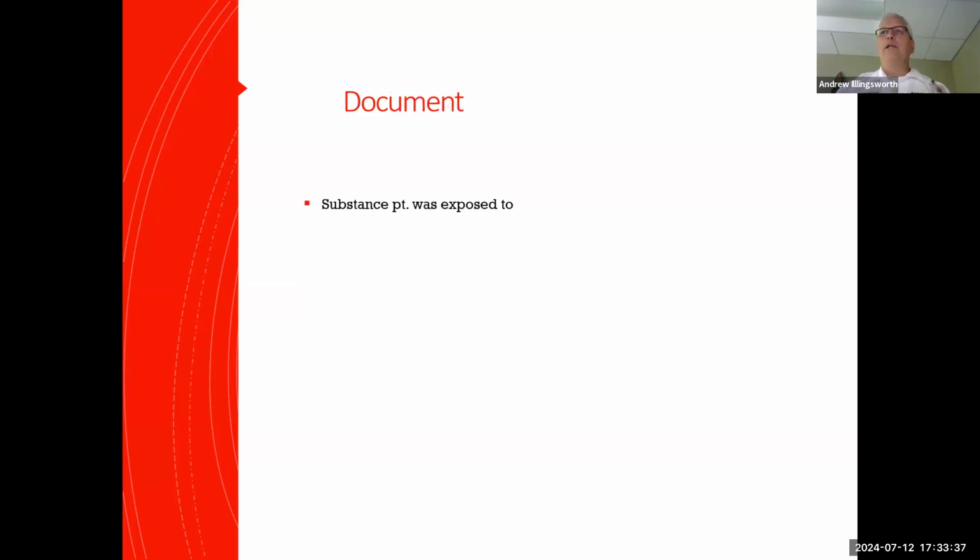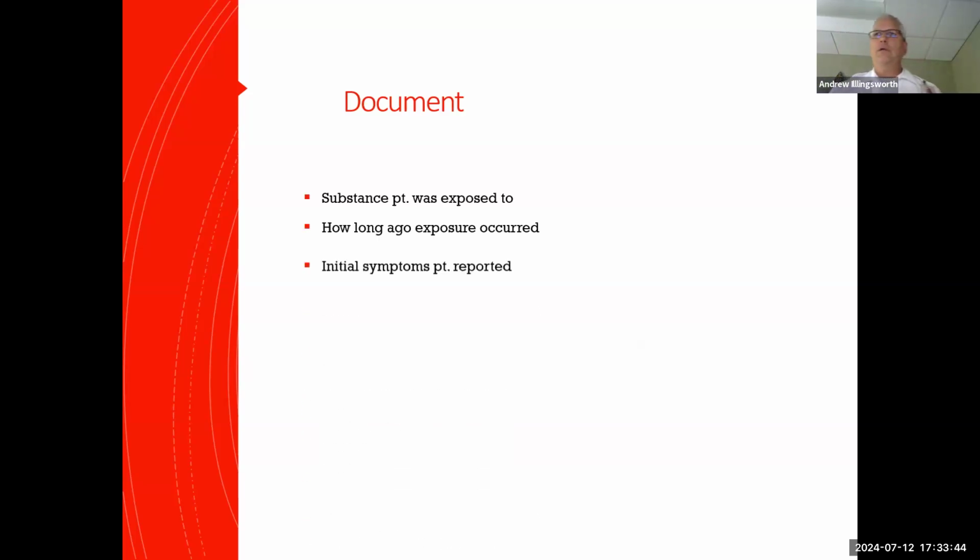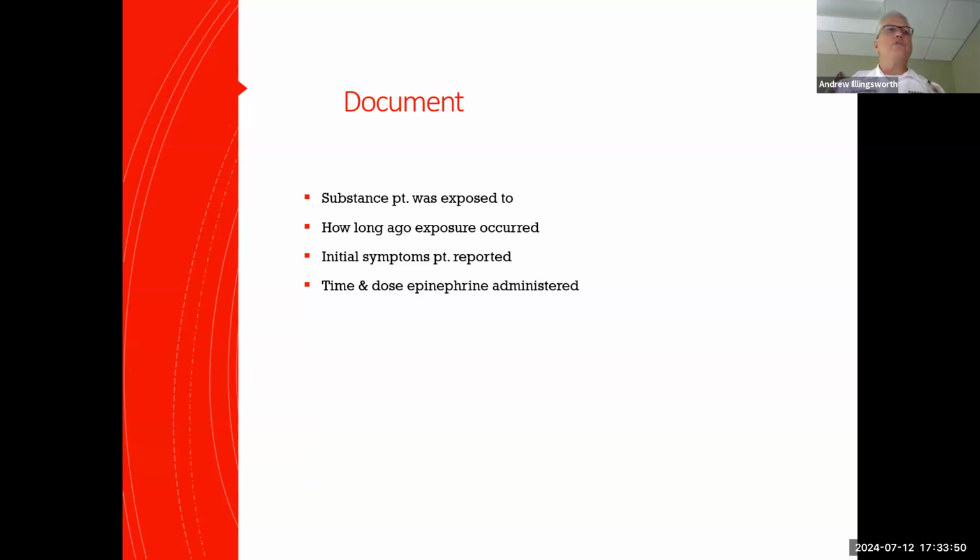Now you document it. So we're gonna document the substance. How long ago it happened? Initial symptoms that were reported and how did it progress? Time and dose of epinephrine that they delivered, but also if you gave epinephrine. What time did you do it and how much was it? And the name of the individual administering the epinephrine. So if you are doing it, your name goes on that chart. Otherwise, describe the patient self-administered it.